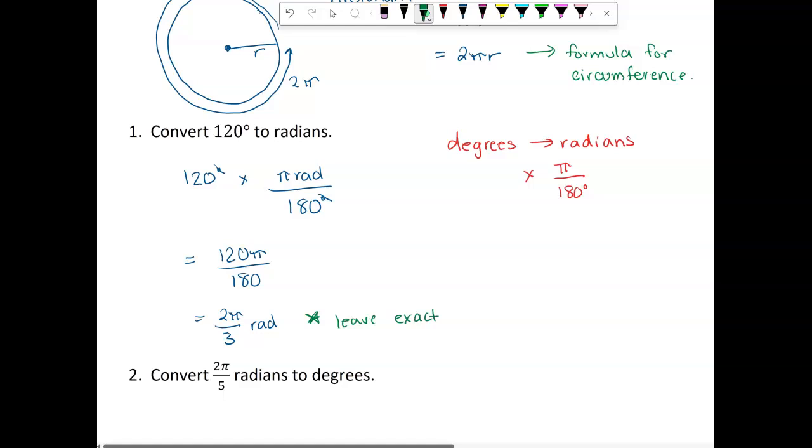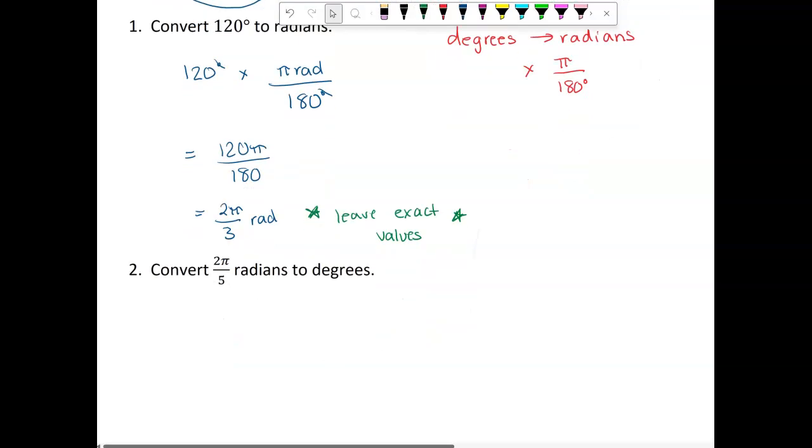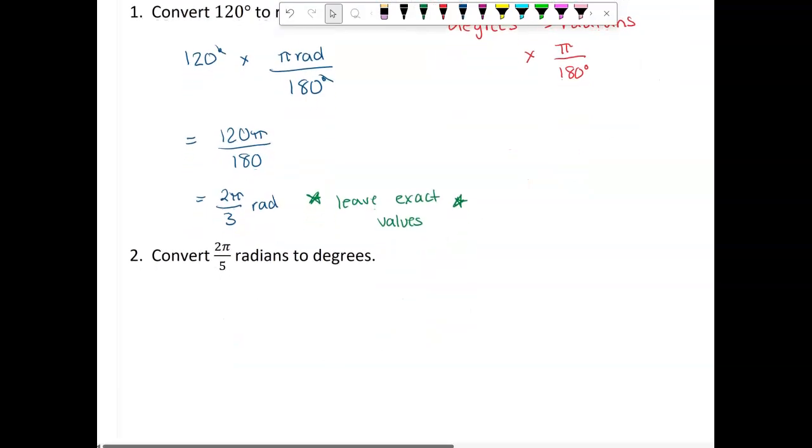So because we're using pi as a unit measurement, we're not going to change it into decimal forms. We're going to always try to leave it in exact values. Okay? So leave the pi in there and leave them as fractions. Let's try another example.